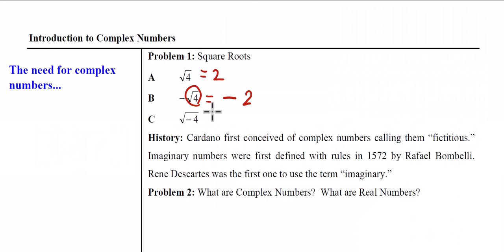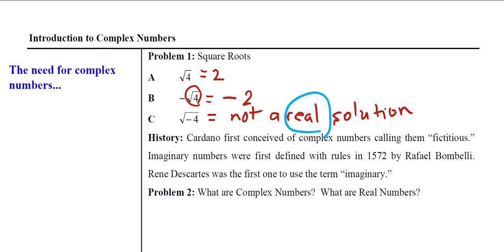So up to this point in your mathematical careers, especially in Algebra 1, we would have said this was not a real solution. You may have been told error, you may have been told undefined, you may have been told a lot of different answers. However, the one that should have stuck and the one that should have been taught is that this is not a real solution. What is real? Well, in order to define real, we'll have to define imaginary or complex numbers.